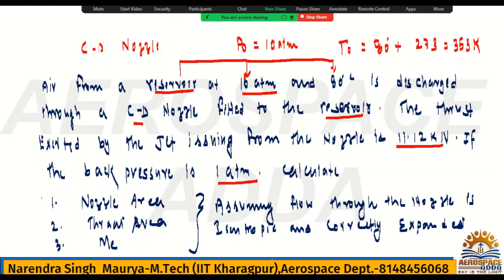Okay, you have to calculate nozzle area, throat area, and ME, which is the exact Mach number of the flow of the fluid. Okay, or you can say air or gas. They have said the flow is isentropic inside the nozzle. Isentropic means there is no shock formation, because inside the nozzle the flow is isentropic. And one very special word they have given: correctly expanded.